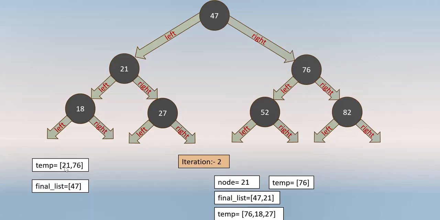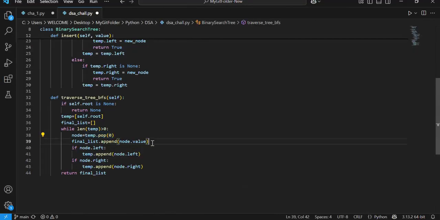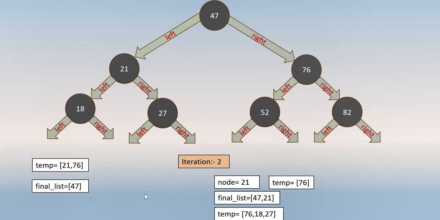So the first element of this temp list is 21. So the node with 21 value will be assigned to this node. So node will be equal to 21, and parallelly it will be removed from this temp list. Now only 76 will be there in this temporary list. For the second line, it will append its value in the final list. So earlier the final list was this. Now the new final list will be 47, 21. So 21 will be appended.